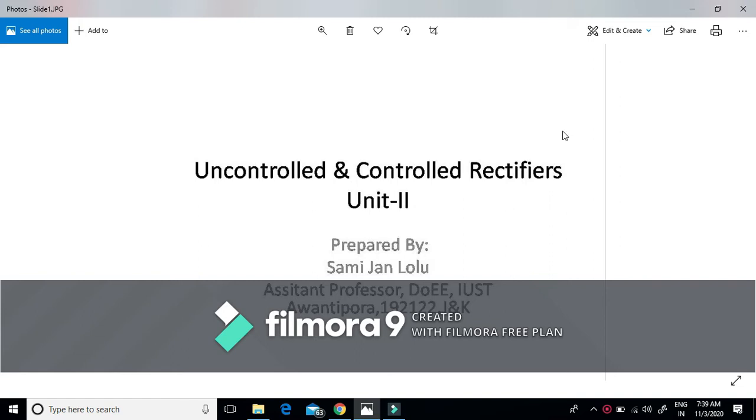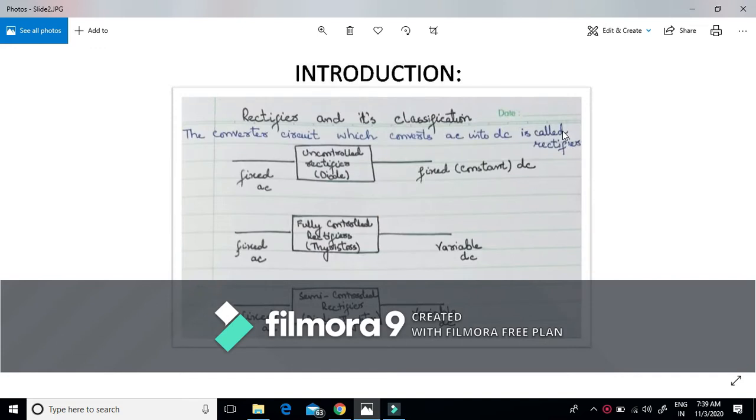Today's unit is uncontrolled and controlled rectifiers. What is a rectifier? And after that, I'm going to teach you its classification. A rectifier is a converter circuit which converts AC into DC. Or we can say that rectifiers are used to convert AC power into DC power.